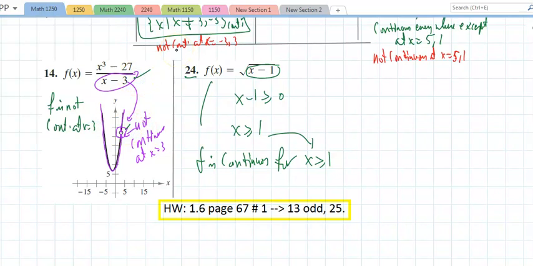And there's the homework, and that's pretty much all for this section. Again, mathematically, there's a lot to deal with in this. For our class, we just need the domain and to pay attention to the domain.